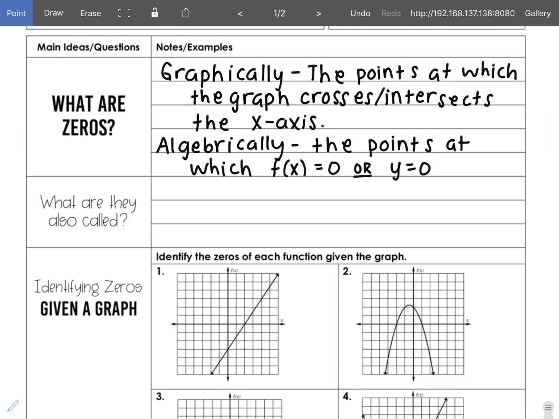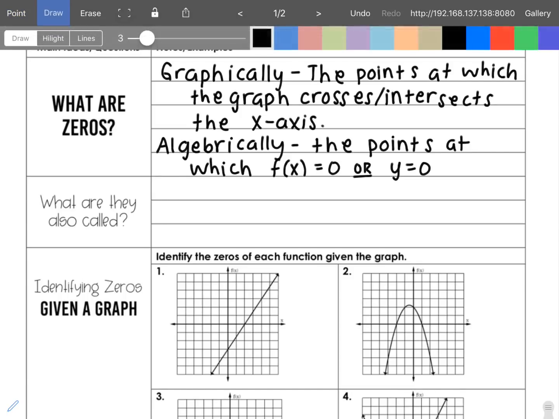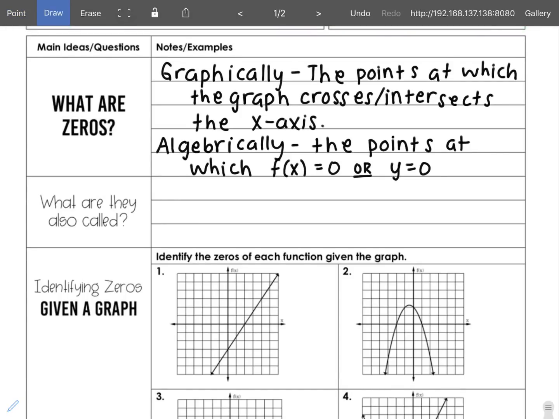Okay, so what are zeros also called? There's a few different names for zeros. So they're also called roots. So if I said find the roots, that means find the zeros. The next one is x-intercepts. So if I say find the x-intercepts, that means find the zeros. If I say find the roots, that means find the zeros. Okay. I can also say solutions. So there's quite a few different ways that we can say what are the zeros of this function.